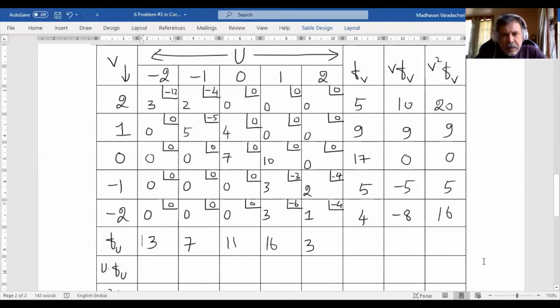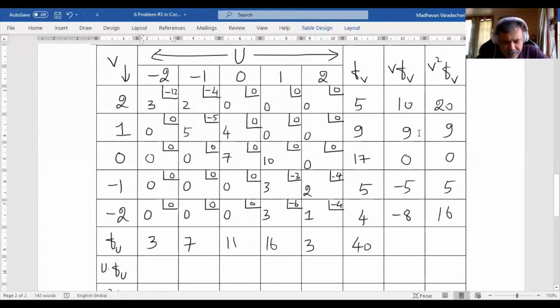Right. Now, if I add this way or this way, this frequency total will be the same only. 5 plus 9, 14. 14 plus 17, 31. 31 plus 5, 36. 36 plus 4, 40. Even if I do this way, it should be the same. 3 plus 7, 10, 21, 37, 40. So it remains the same only.